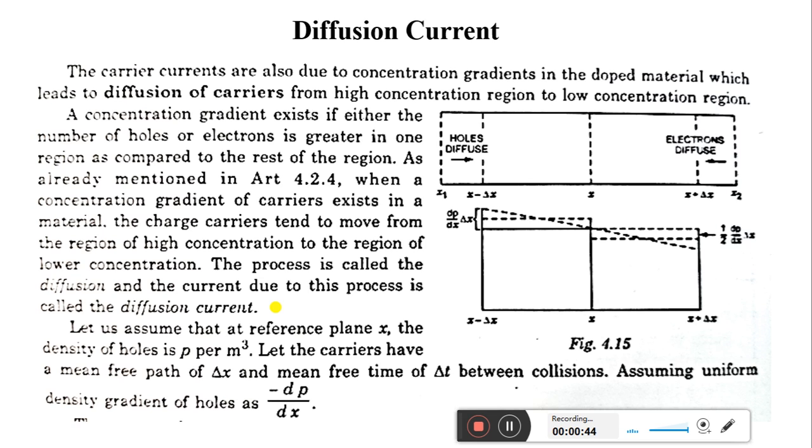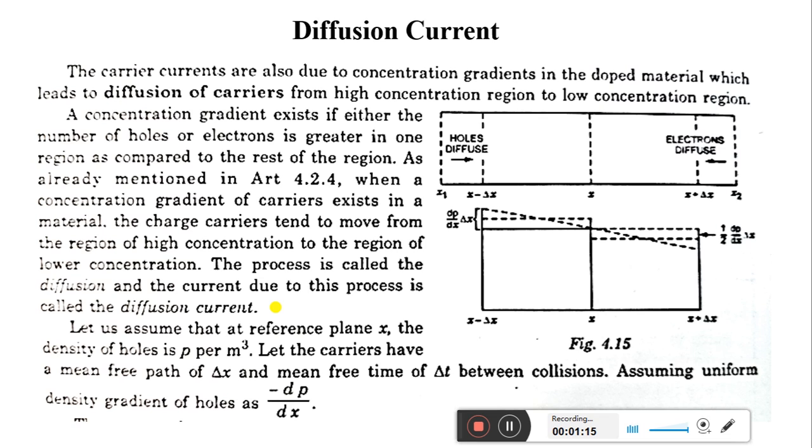Because the electrons are moving, we call it the drift velocity and also a drift current, because the flow of electrons is nothing but a current. We have already discussed the derivation of drift velocity and drift current. Today we will discuss the diffusion current.